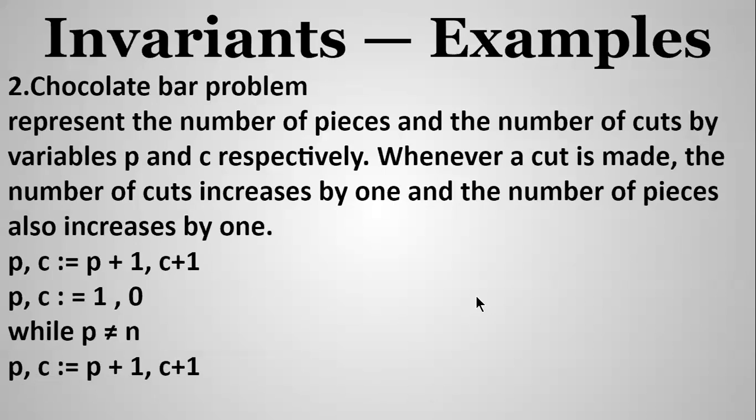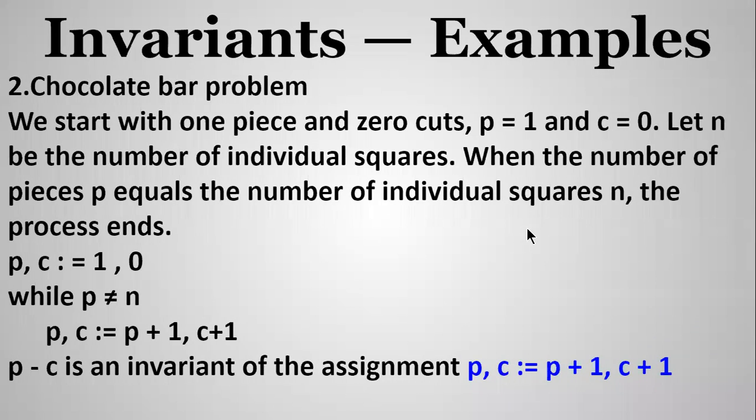But here for an invariant condition, we are going to repeat the process till my number of squares and the number of pieces are equal. Till my number of squares and the number of pieces are equal. Can you understand? In that case, see how it's being explained over here.